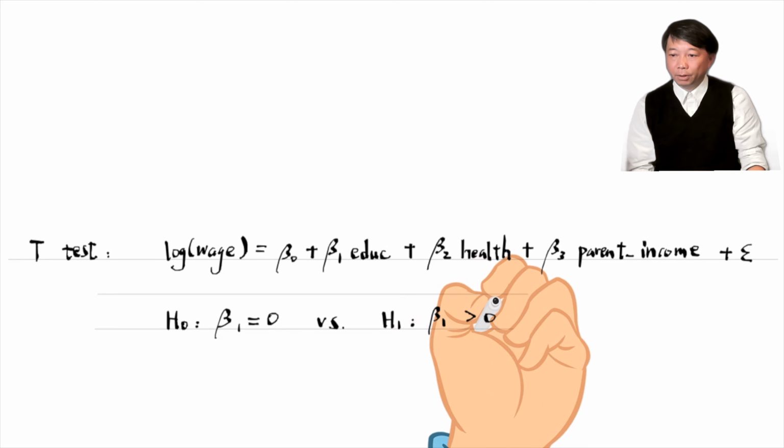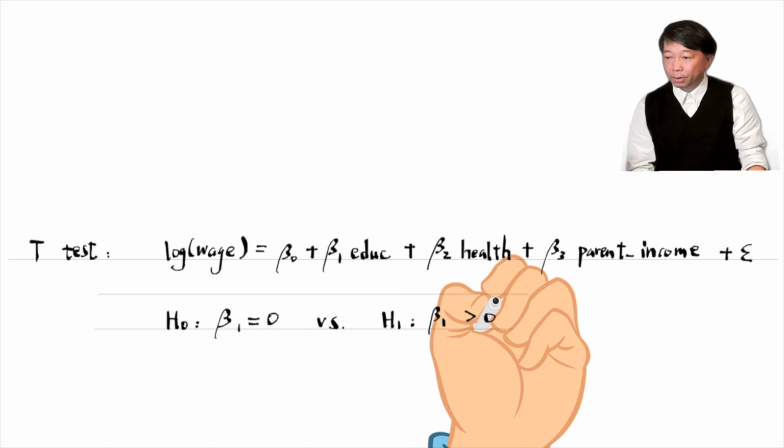The null hypothesis, beta 1 equals 0, means that after controlling for all other explanatory variables in the model, the variable of interest has no effect on the expected value of the outcome variable. In our model, the null hypothesis means that once one's health and parents' income have been accounted for, education has no effect on workers' hourly wages.